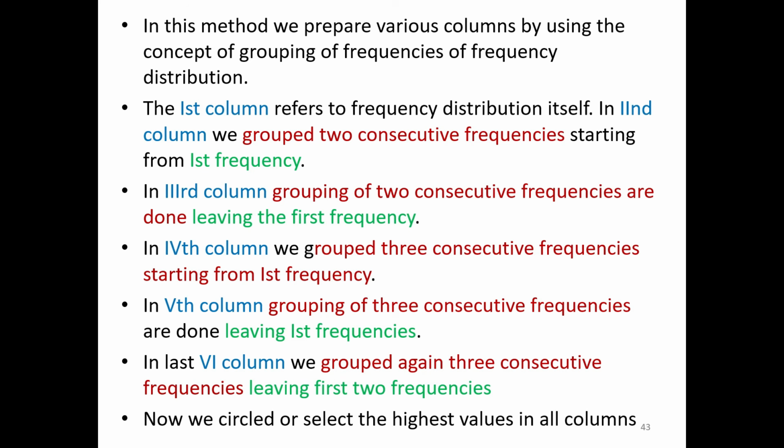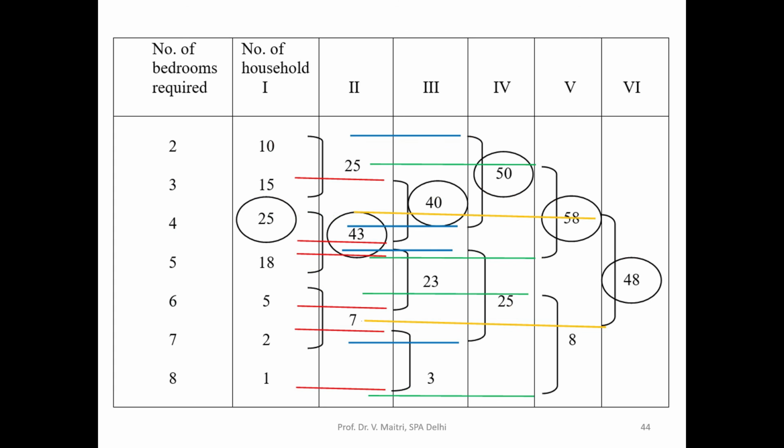Now prepare a third column. Here again we group two consecutive frequencies, but leaving the first one. While preparing this, we leave the first value. Now 15 plus 25 is 40. 18 plus 5, 23. And 2 plus 1, 3, like this.